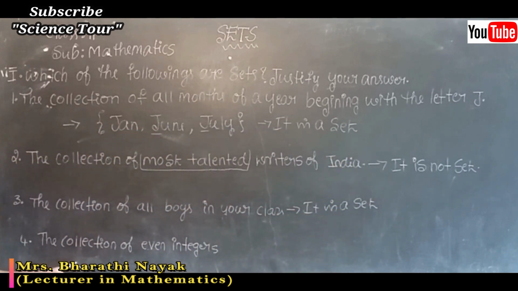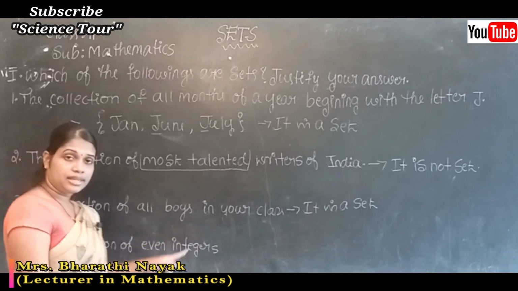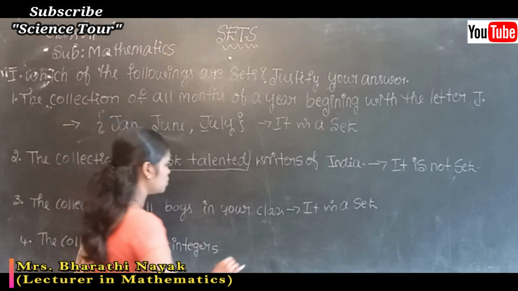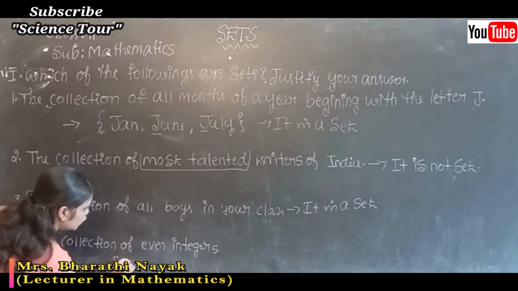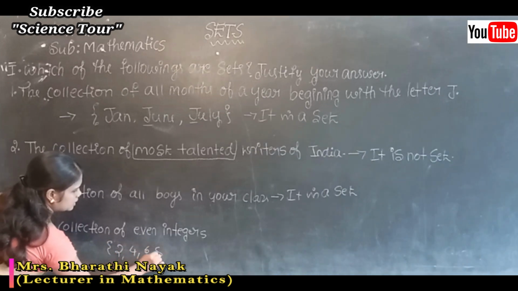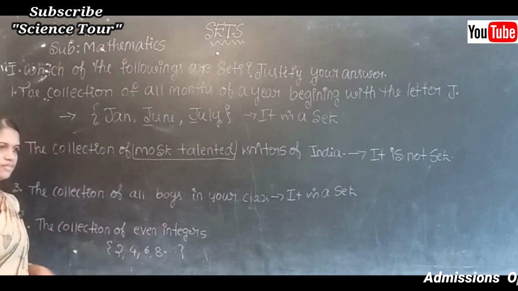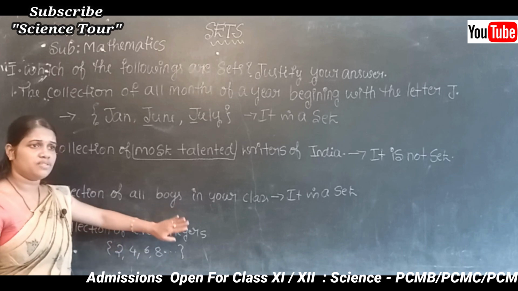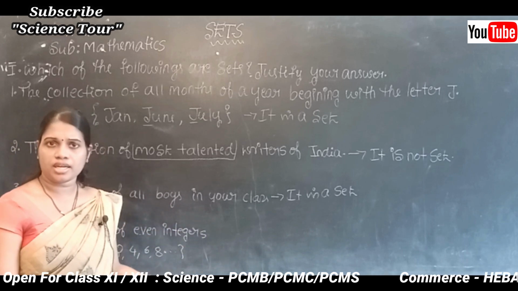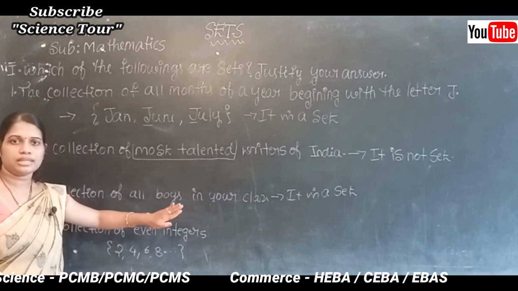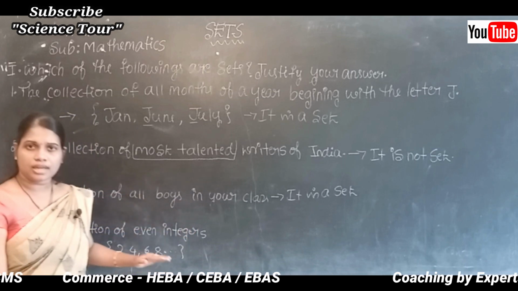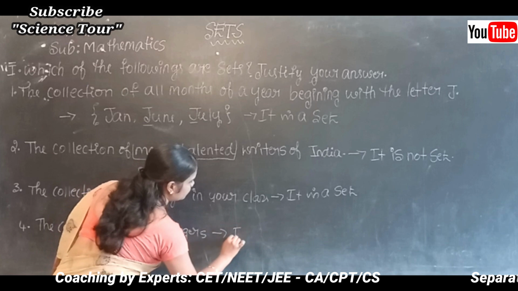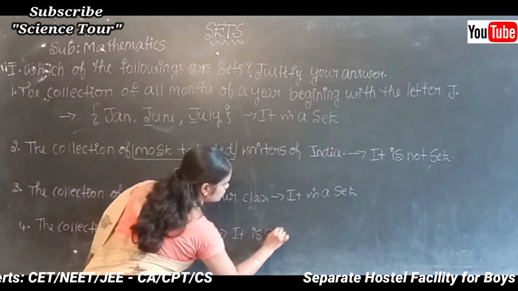So the next one, fourth one, the collection of even integers. We can collect the even integers, right? Which are those even integers? Even integers are 2, 4, 6, 8 and so on, isn't it? And this is particular in number, right? If you ask this question with any person, the answer will be same, right? So therefore this is a well defined collection. So since it is a well defined collection, this is an example for a set. Okay. So the fourth one, once again, it is a set.